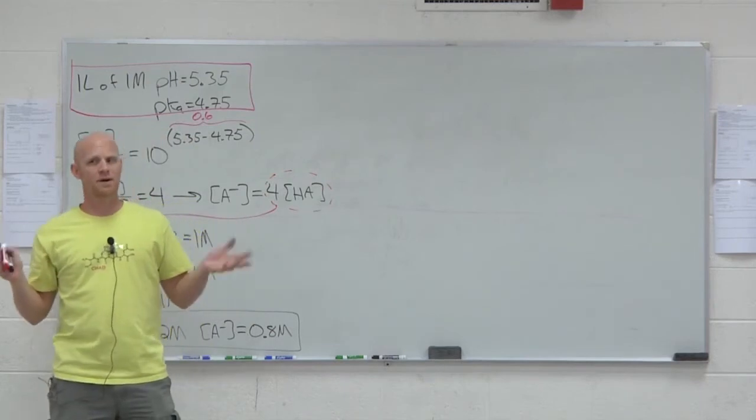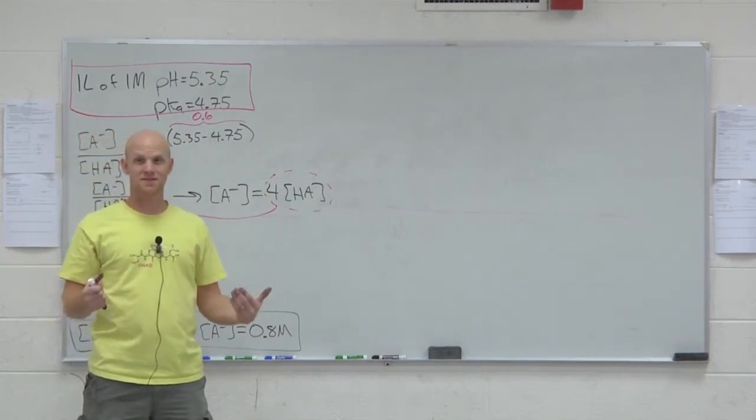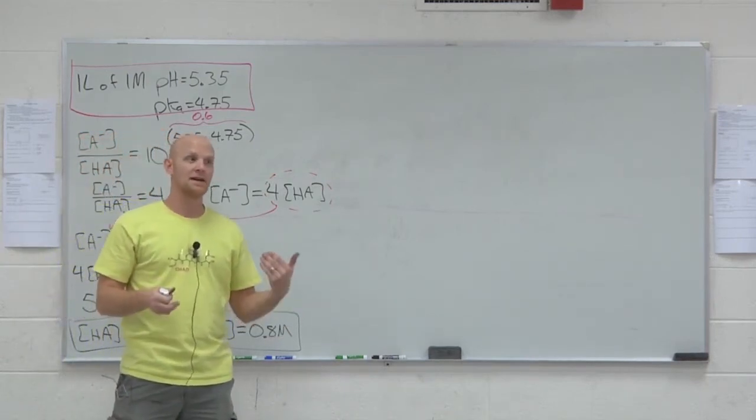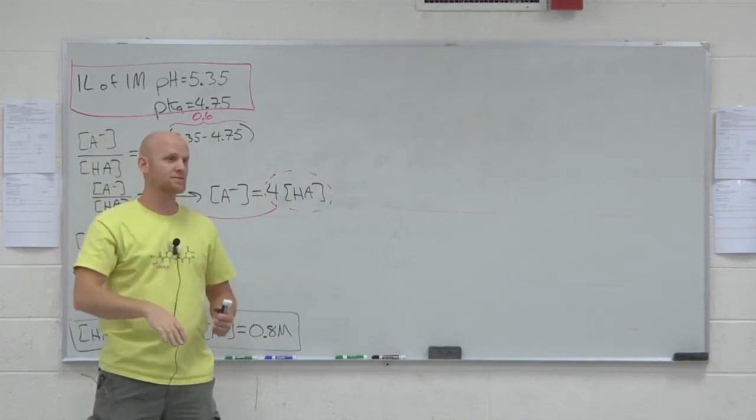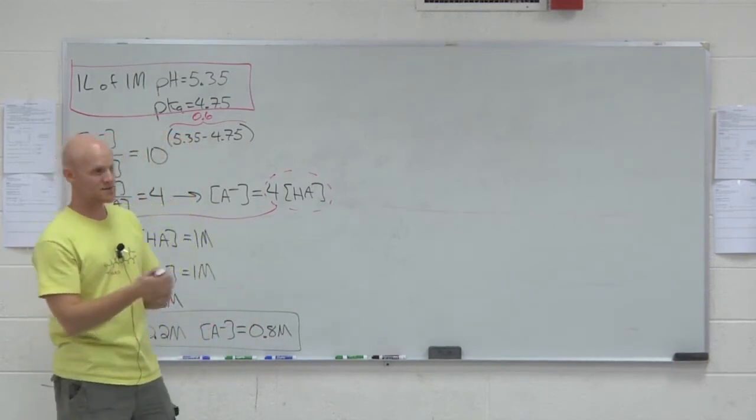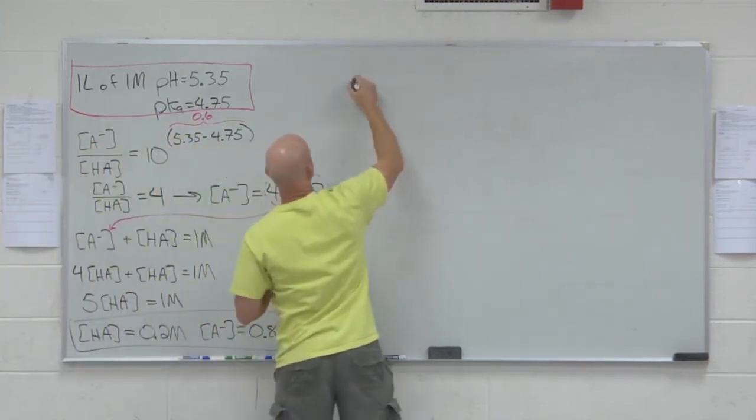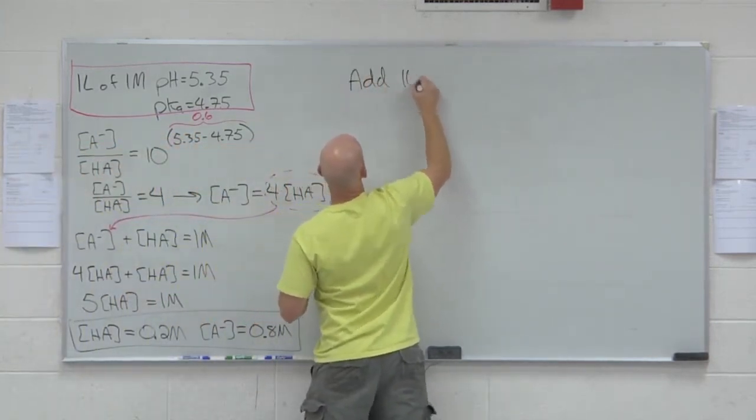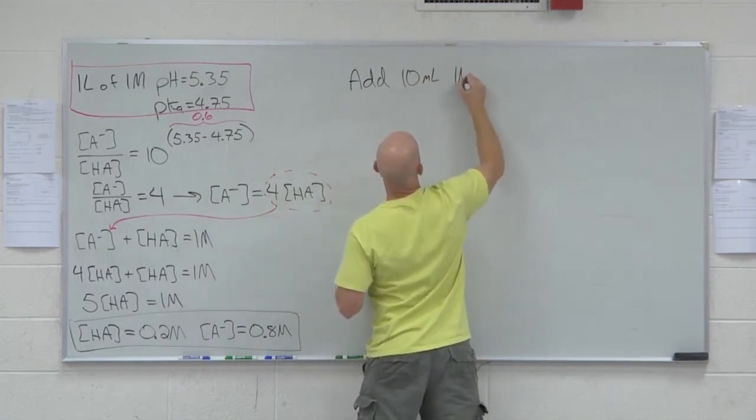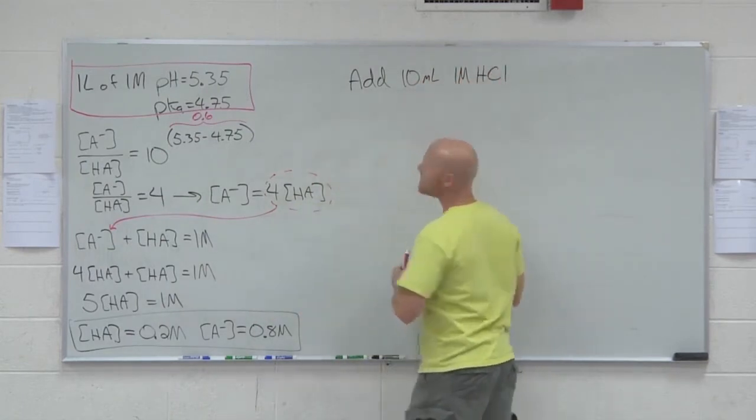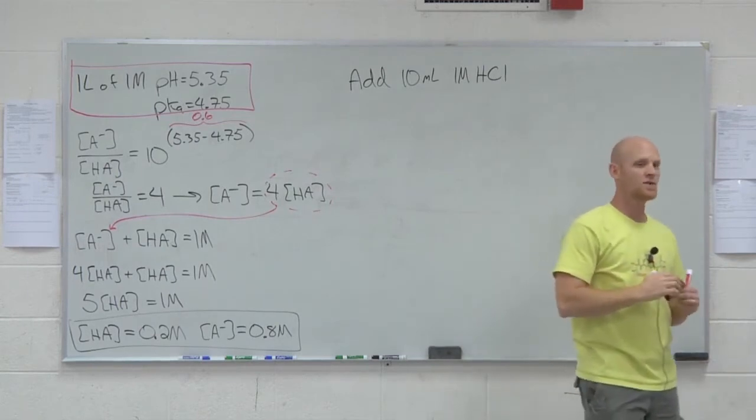But that's not a buffer, right? Pure water's not a buffer. So now we're going to add the same amount of HCl to a buffer, and we're going to see that the pH is not going to drop down 5 units like that. It's going to drop down a whole lot less. So look at the action of our buffer. In this case, we're adding 10 milliliters of 1 molar HCl to our buffer. And we're just going to see, okay, what happens?